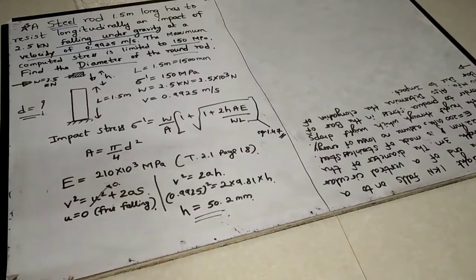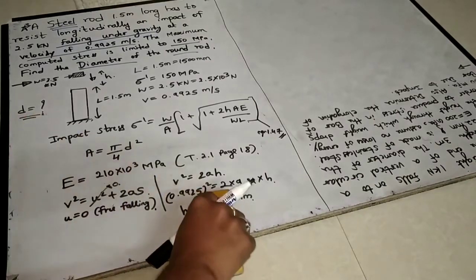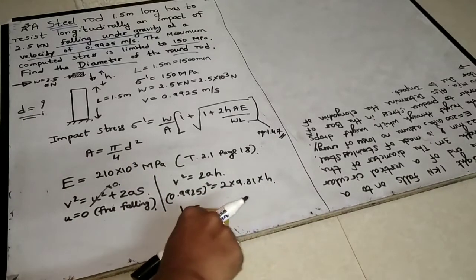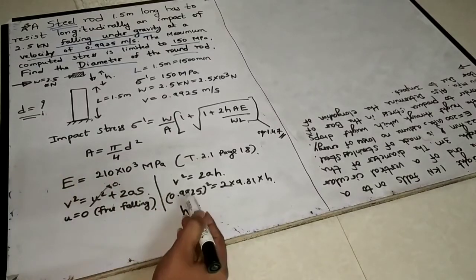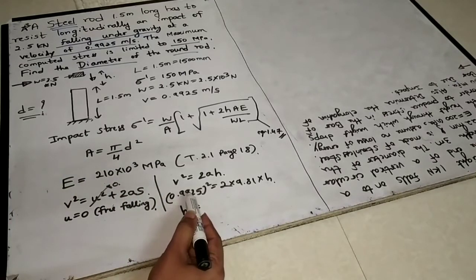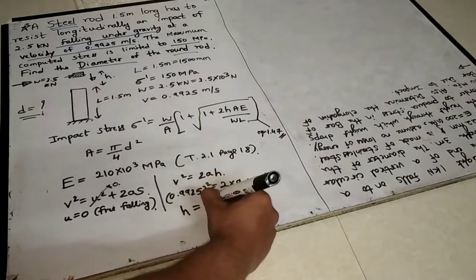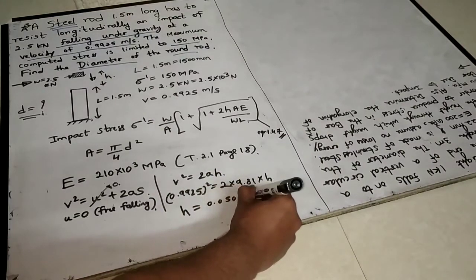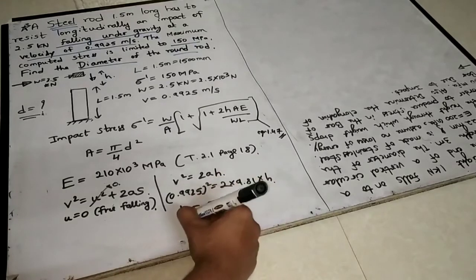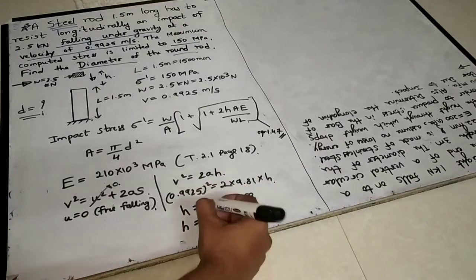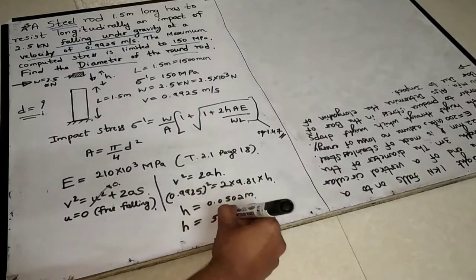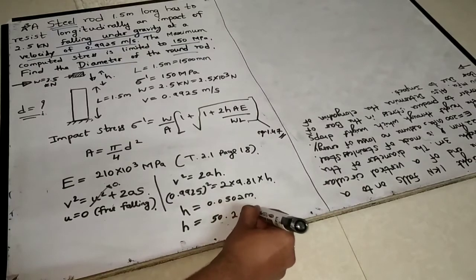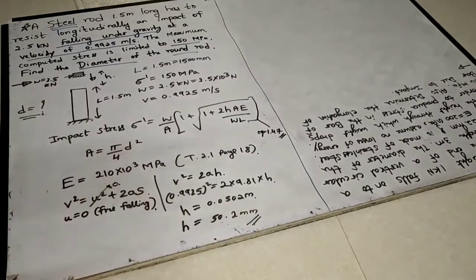So let me just correct it. This is, I think, in meters. So h you'll be getting 0.0502 meters. If you convert this into mm, then you will be getting 50.2 mm. So this is the height h. Okay.